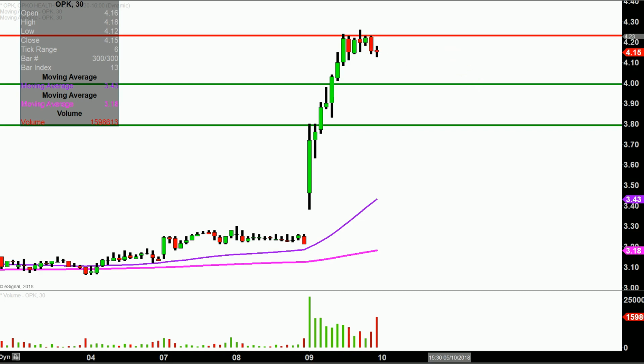All in all, though, no doubt about it, very powerful move today. Now it's just a matter of building higher bases as time progresses. So let's see if the bulls can do that or not.